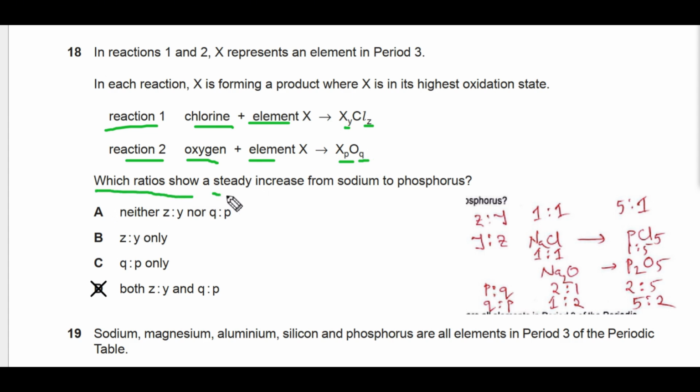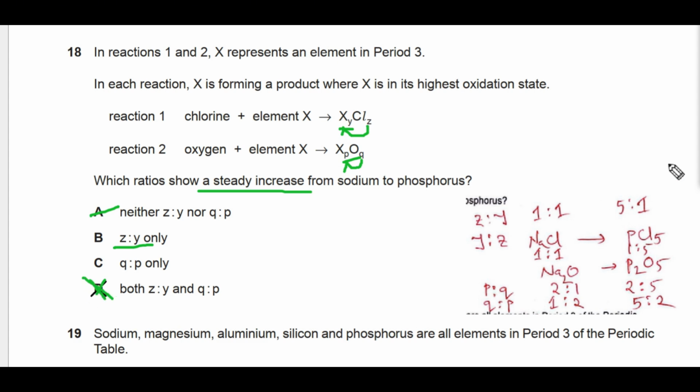Now, which ratio shows a steady increase from sodium to phosphorus? And the right answer is both Z and Y, and Q and P, both steady increases. So D is the right answer. And this is wrong: Z and only Y, no, Z, Q, this is wrong. So D is the right answer.